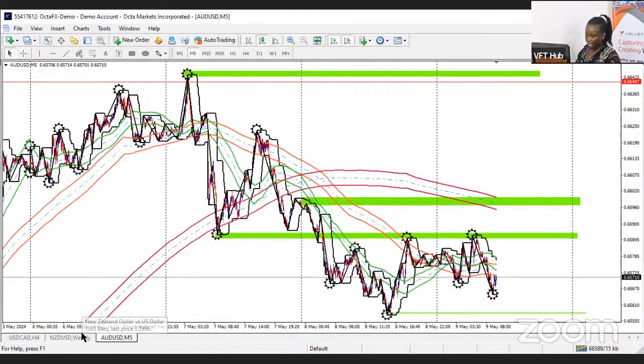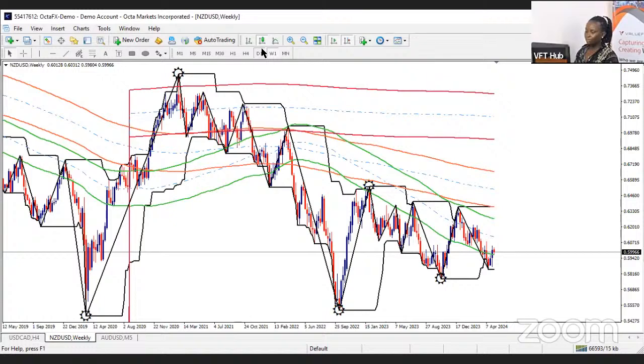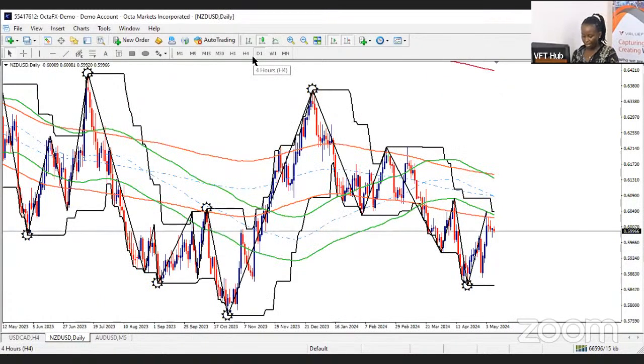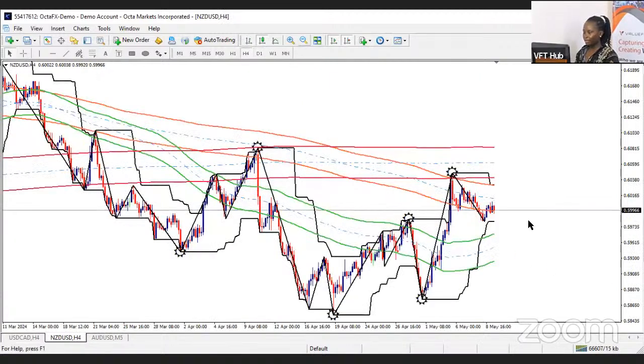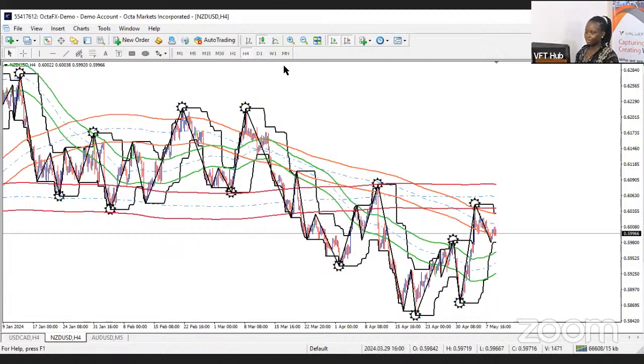Same thing on the NZD/USD weekly time frame as well. This one is even more clear than AUD. Trend is clearly to the downside. 4-hour time frame, what do we see? To the downside as well. So where is NZD/USD most likely going to sell into? Let's zoom in and find out.